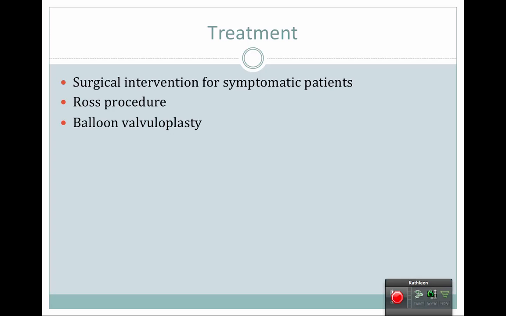Treatment. Surgical interventions for symptomatic patients. We have the Ross procedure, which is a type of specialized aortic valve surgery where the patient's diseased aortic valve is replaced with his or her own pulmonary valve. The pulmonary valve is then replaced with a cryopreserved homograft pulmonary valve.